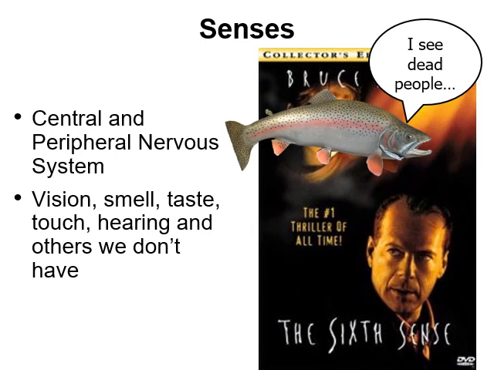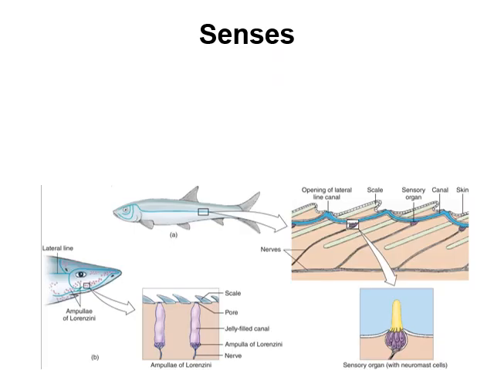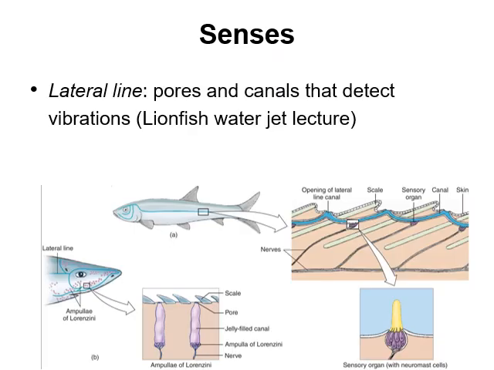But fish do not necessarily sense dead people, but they do sense other things that we aren't able to sense. So for instance, fish are able to detect vibrations that are around them.